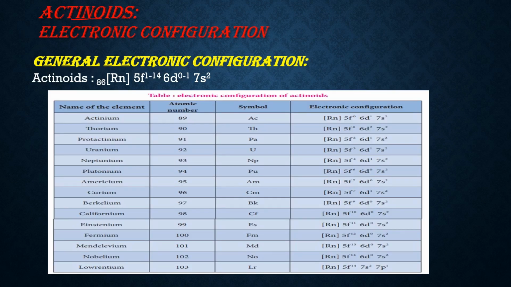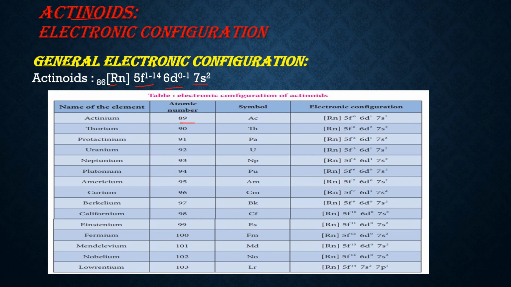Now next I am starting actinoids with their general configuration. The general configuration is radon, the configuration of radon, that is atomic number 86. After that 5f1 to 14, 6d0 to 1 and 7s2. Now the series starts after actinium, atomic number 89. Actinium is not involved in the series, but we write it here because the series starts after actinium.